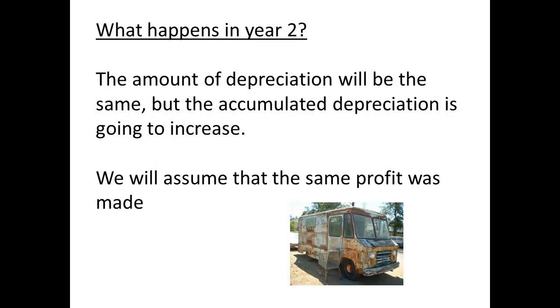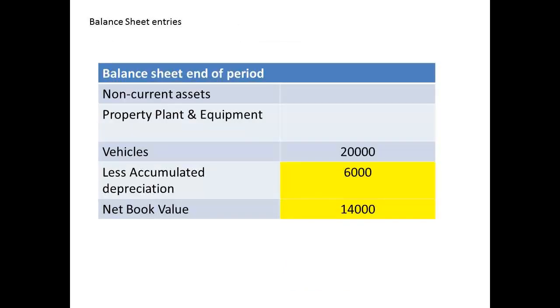Now let us see how we will make the entries in year 2. We already have 3,000 as accumulated depreciation. We are going to add this year's depreciation, another 3,000. This gives a total of 6,000 for accumulated depreciation. Subtract this from the historical cost. We are left with a net book value of 14,000.